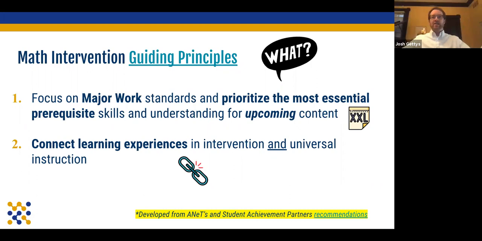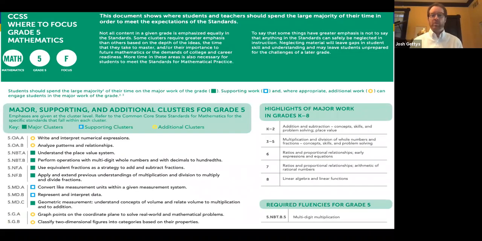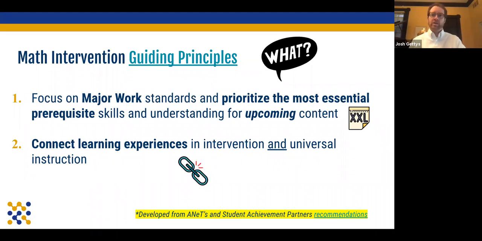If it's totally disconnected, what you're doing in math intervention and gen ed class, they're not going to retain it. By linking them together, they're actually going to reinforce each other, and they'll learn both better. So how do we know then how to prioritize?